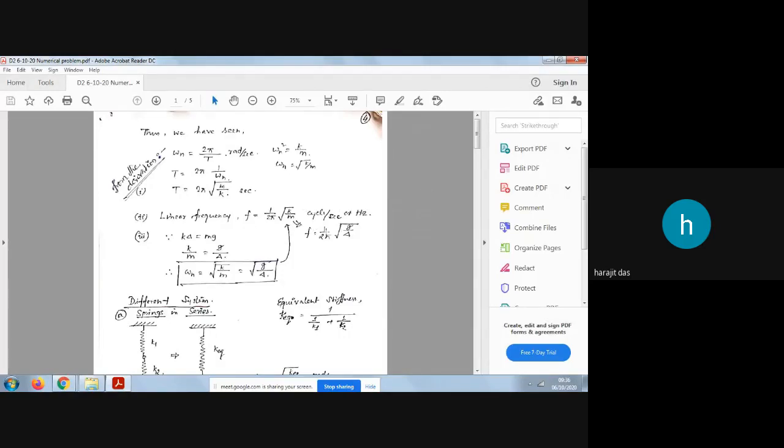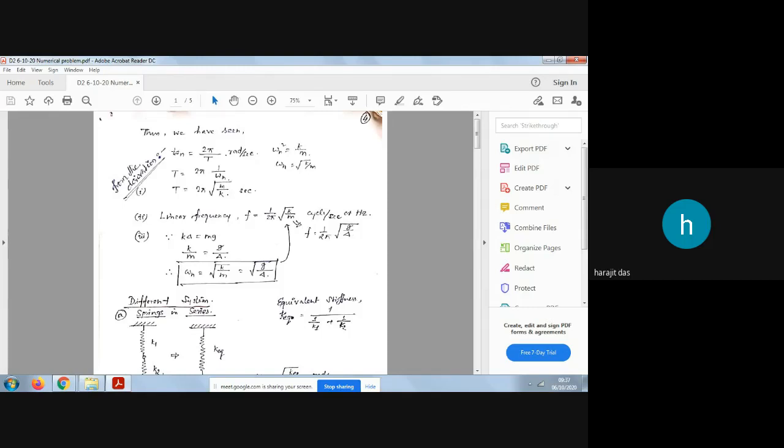If in a problem your frequency is given in cycles per second, then the problem is saying that this is small f. Suppose the unit of frequency is given in radian per second, then immediately you need to consider that it is omega n or omega. Omega n means natural frequency, otherwise omega is also there. So basically omega is the external frequency.